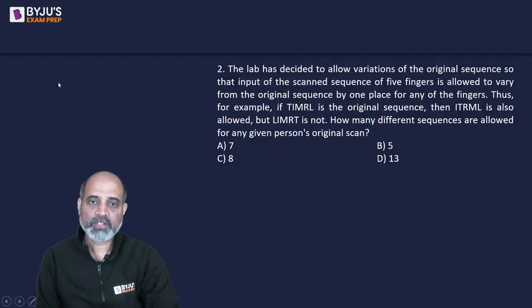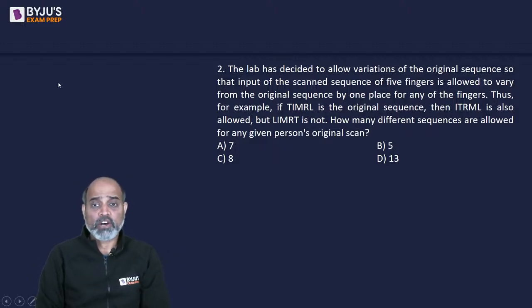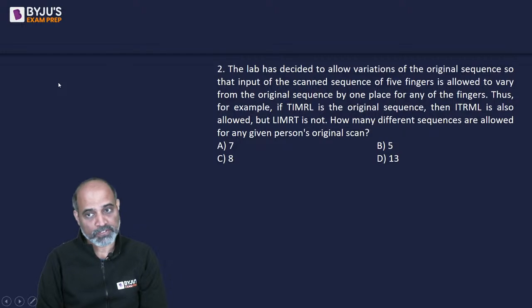Yeah, hi Kishore. The lab has decided to allow variations of the original sequence so that the input of the scanned sequence of 5 fingers is allowed to vary from the original sequence by one place for any of the fingers. Thus, for example, if TIMRL is the original sequence, then ITRML is also allowed.